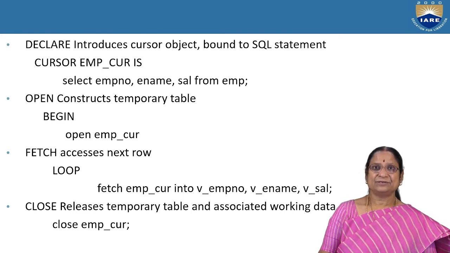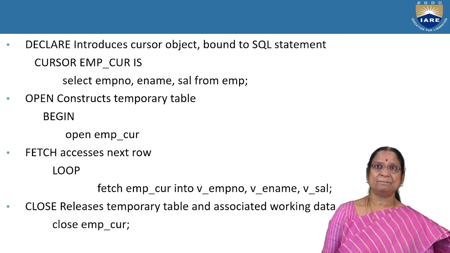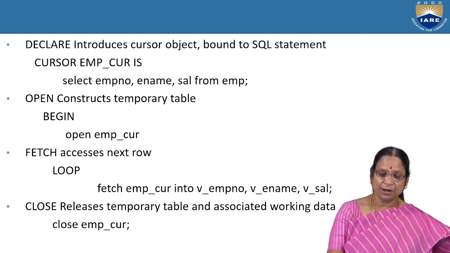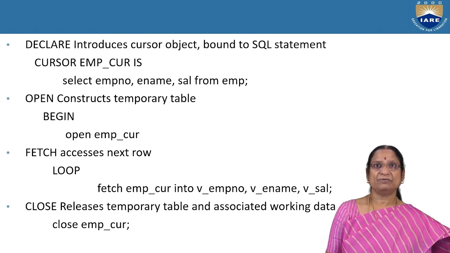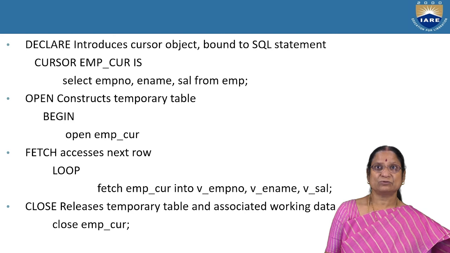So for example, as I told you, declare introduces the cursor object bound to some SQL statement. For example, cursor EMP_cursor is select EMP name, ename, salary from EMP. That means from the EMP table, all rows, only these 3 columns are stored in a temporary work area table, EMP_cursor.